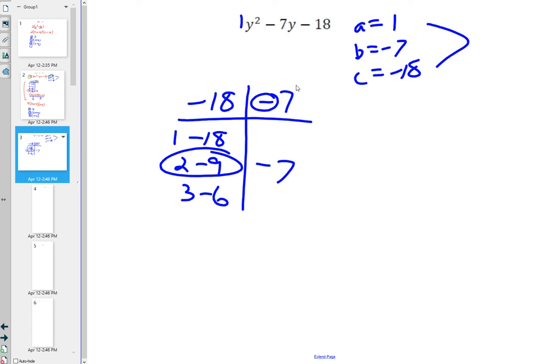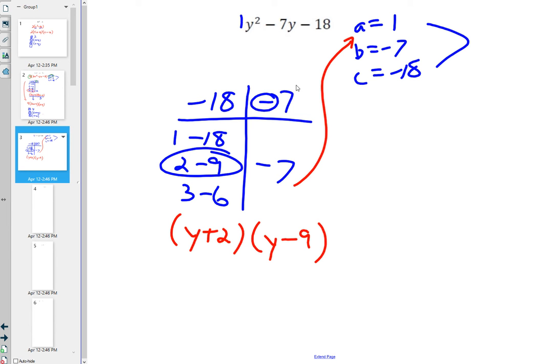Then another big difference is because a was 1, there's no special steps at the end. I would just write y plus 2 and y minus 9. The order is not important. If you write y minus 9 first and then y plus 2, doesn't matter. It's fine. You just got to make sure the signs are right. You cannot put y minus 2 and y plus 9.